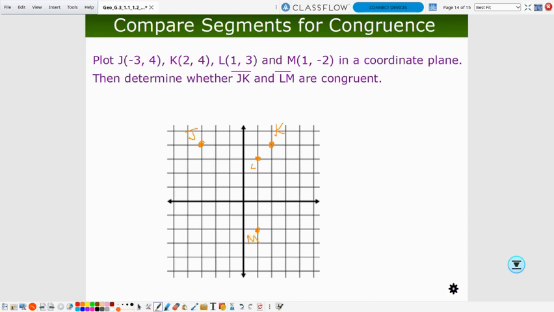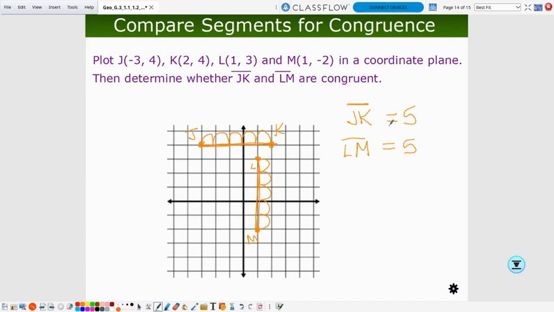When your line segments are horizontal or vertical, it's very easy to figure out the distance. So it says determine whether KM and LM are congruent. So here's KM and here's LM. With them being horizontal and vertical, I can just count the length. So for J to M, it is 1, 2, 3, 4, 5. I'm sorry, that's J to K. J to K's distance or length is 5. L to M, I can just count again, 1, 2, 3, 4, 5. L to M is also 5.